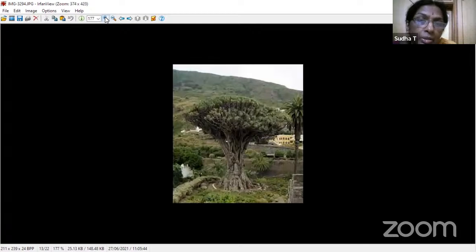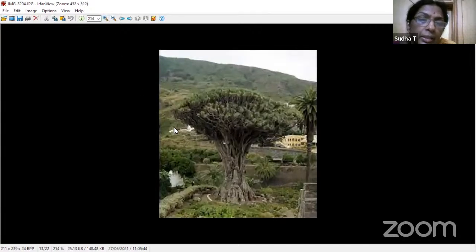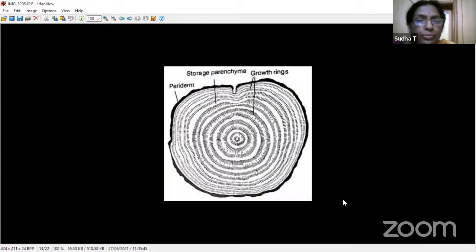Dragon Dracena it is called, and it yields something like a blood-like sap. So that's why they call it a dragon Dracena. It's more commonly found in the China region and also in the arid regions of Arizona.